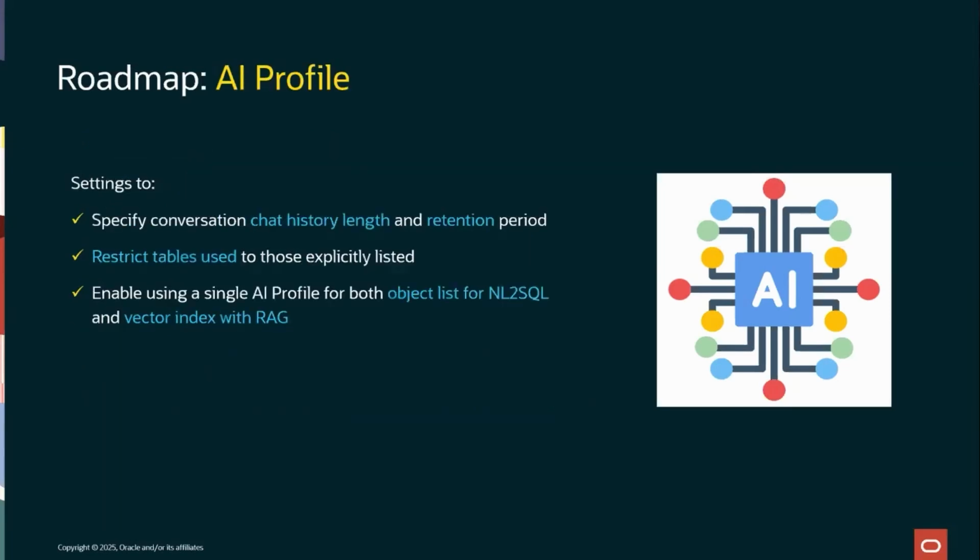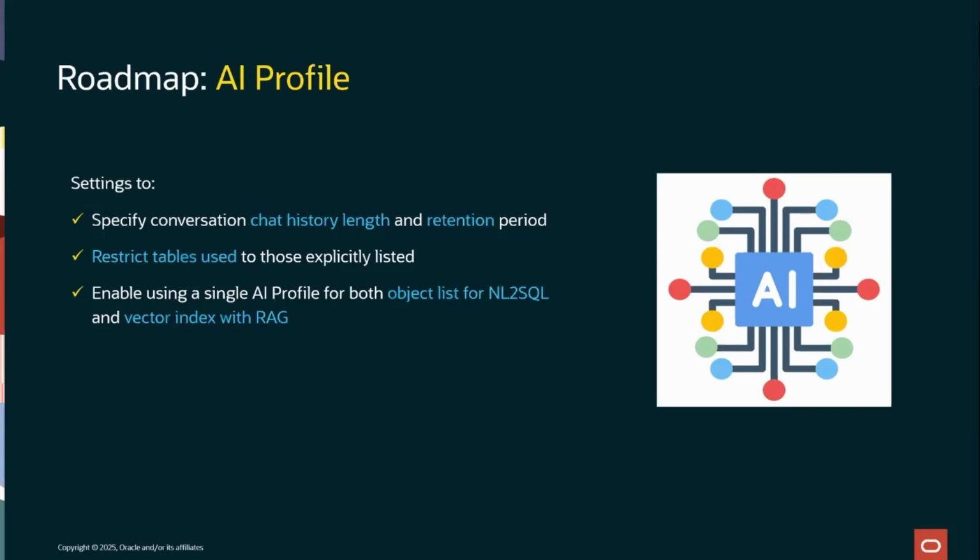Now, enhancements for the AI profile include enabling specifying the chat history length and retention for conversations. And this also ties into the conversation management API I mentioned earlier. We'll also provide an option to allow you to restrict tables to those that are explicitly listed in your AI profile. This ensures the LLM doesn't errantly include tables from the broader schema or system that you may have access to.